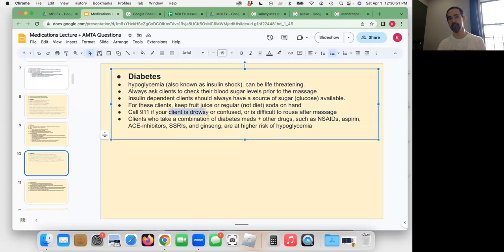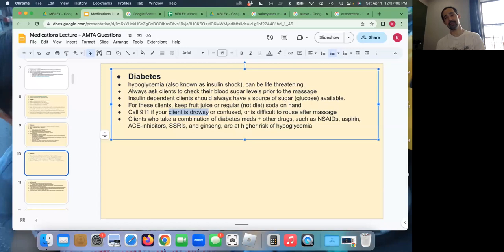If your client is drowsy, raise your hand if you've ever been drowsy and not needed an ambulance. So if they ask you that on the MBLEx related to a person who has diabetes and who maybe experienced hypoglycemia, the answer is yes, call 911. But in reality, no. If they're confused, yeah, definitely call 911, because if they cannot get to their car or cannot get home, maybe they don't remember where they are or even where they parked their car or how to get home, then they definitely need help.